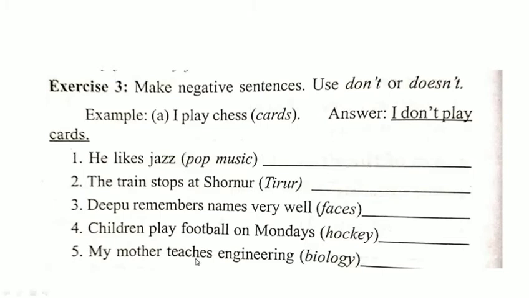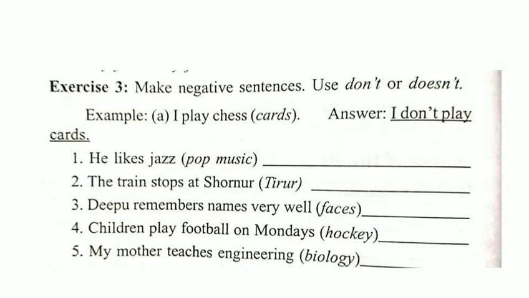Example: I play chess. That means you have to change it into a negative sentence using the given word in the bracket. I play chess is a positive sentence. You can see cards in the bracket, so you have to make a negative sentence using that word. That means: I don't play cards. Here you can use the same subject, same verb and object, but you have to use the negative form with what is given in the bracket.